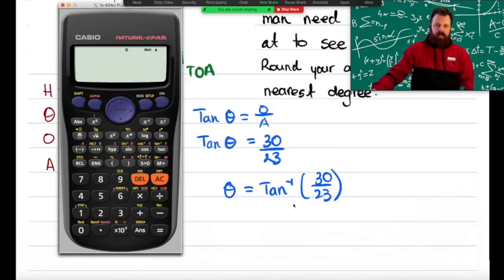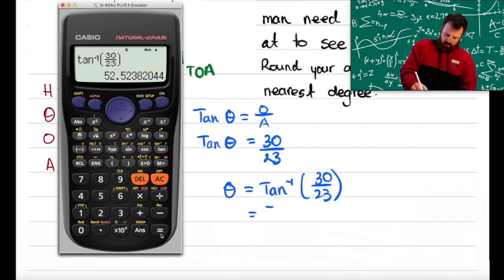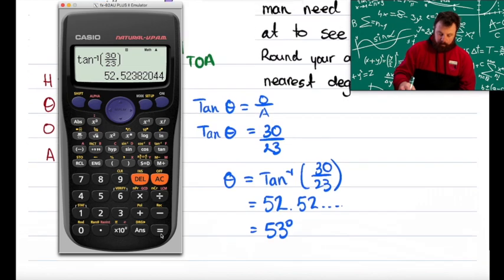Pulling out our calculator, shift tan of 30 over 23, remembering to close our brackets, and we get 52.52 and so on, which when I round to the nearest degree becomes 53 degrees.